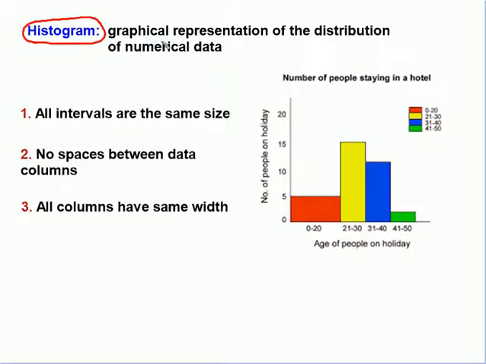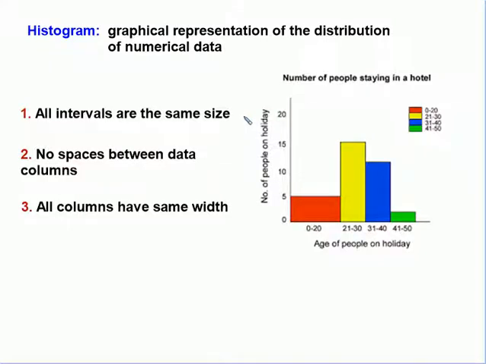So breaking that down, graphical means it's a picture. Representation of the distribution, how this information is spread out, of numerical data. So it's numerical data. It's not alphabetic data. It's not anything like that. So a histogram is a way to show that. And histograms are very specific things.